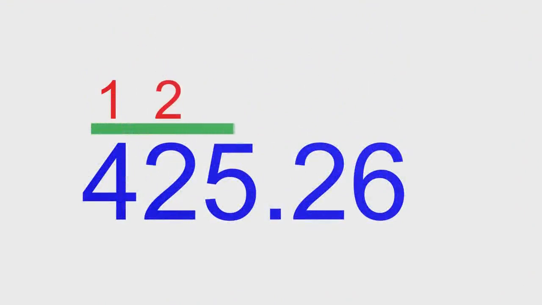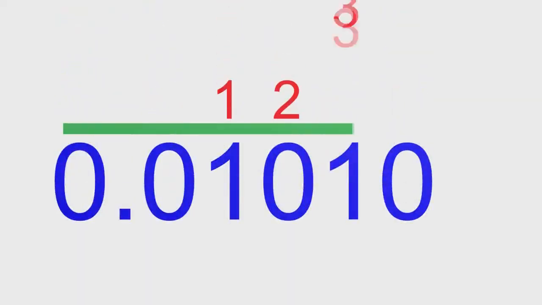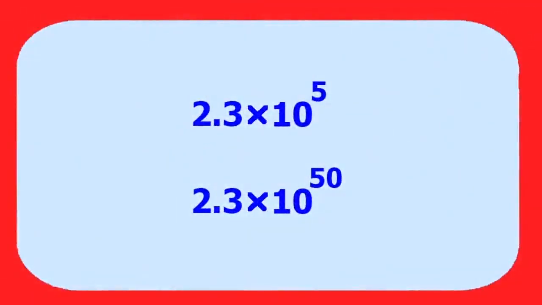Example. This number has 5 significant digits. This number has 2 significant digits. This number has 4 significant digits. It is better to write the number in scientific notation, so that we do not make mistakes. These two numbers both have 2 significant digits. You can see that the power of 10 has no effect on the number of significant digits.